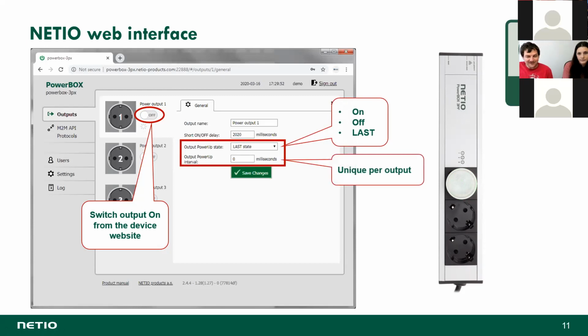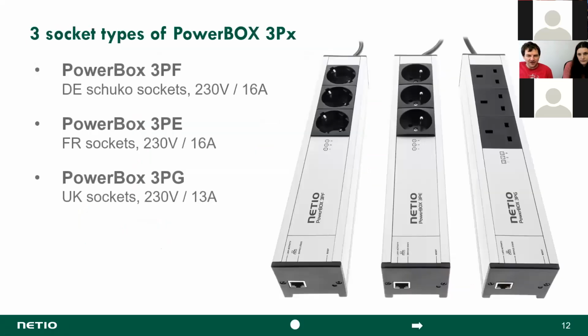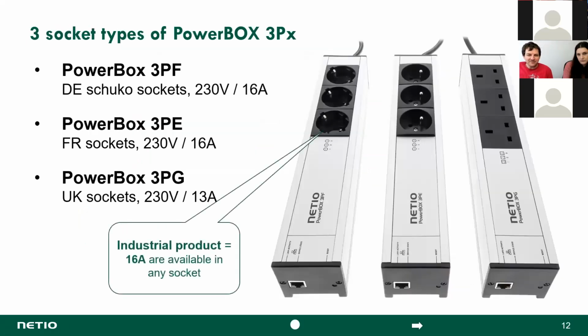So on, off, or last. Last, of course, is saved when there is a power outage. And there is a defined time that you can define the delay when you switch on the power to step-by-step switch on one by one, for example. That's unique per output. We have 3 types.